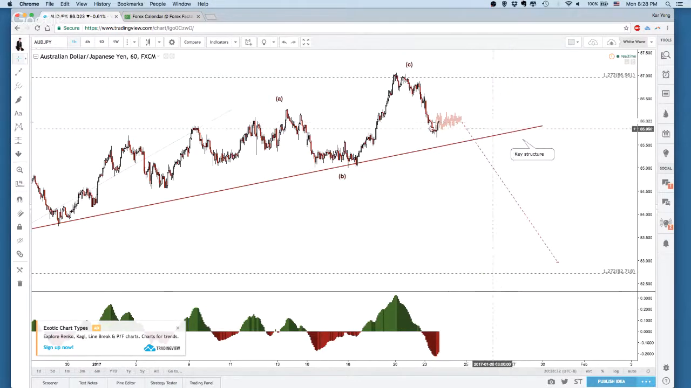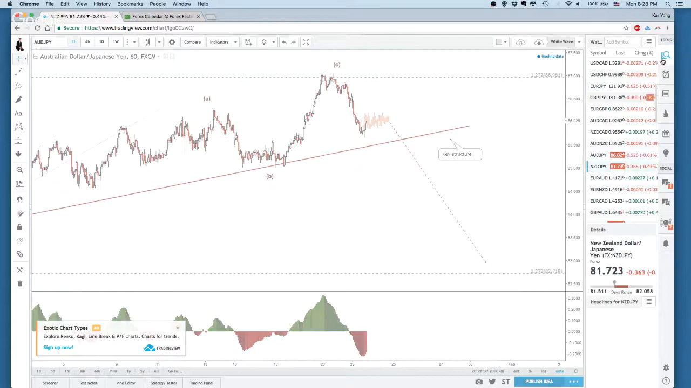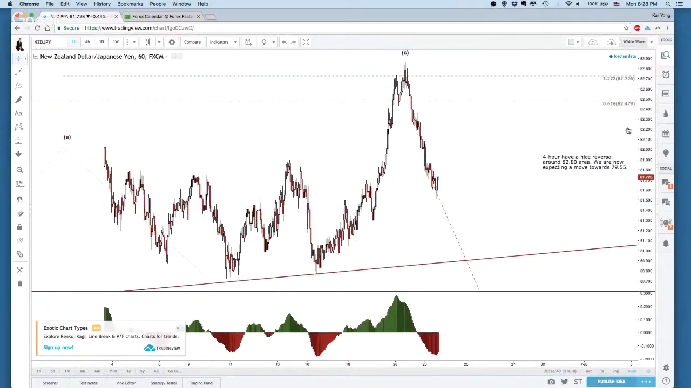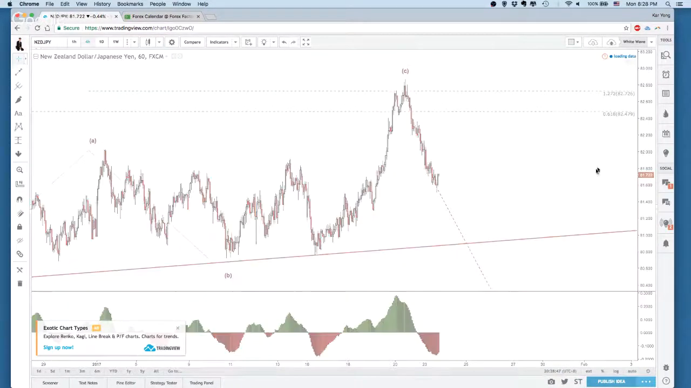Okay, so opportunities and ideas for you to look into. All right, Aussie yen. On the other pair, New Zealand yen, very similar to Aussie. Both of these are very closely correlated. Giving you perspective on the 4-hour first.